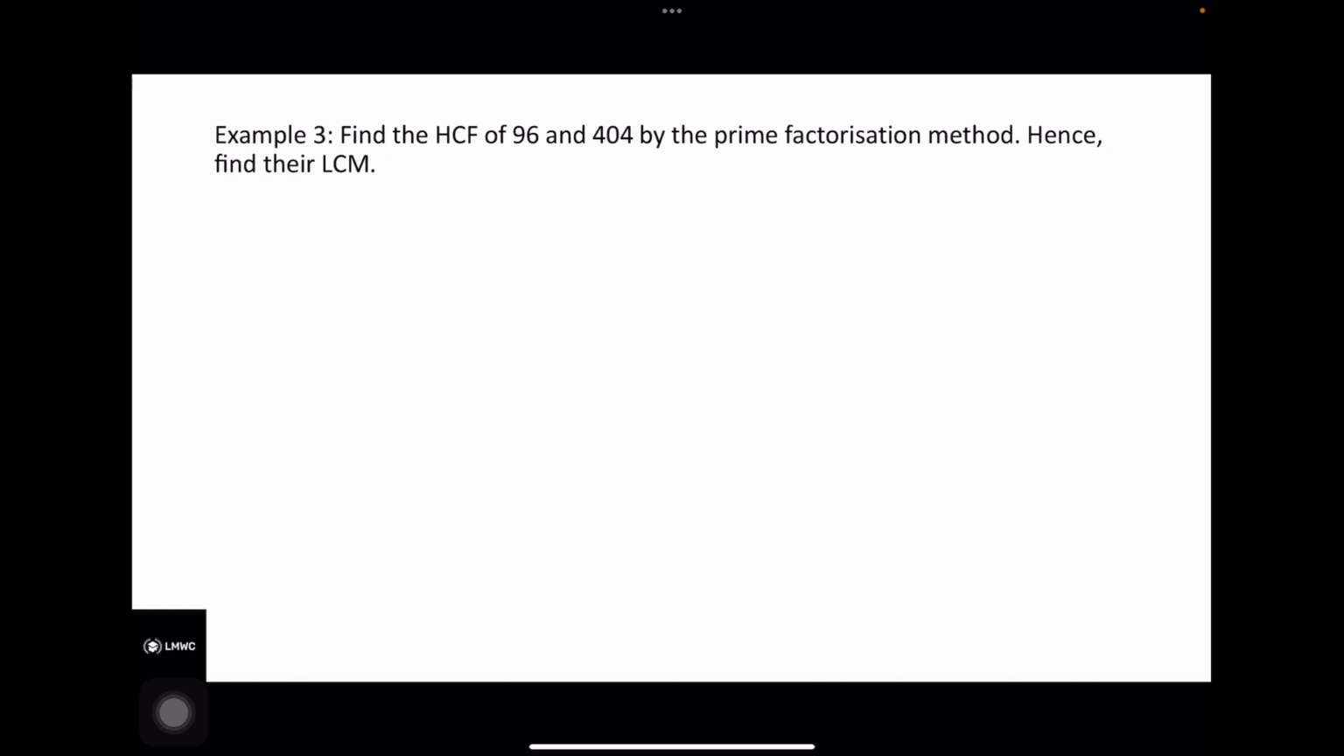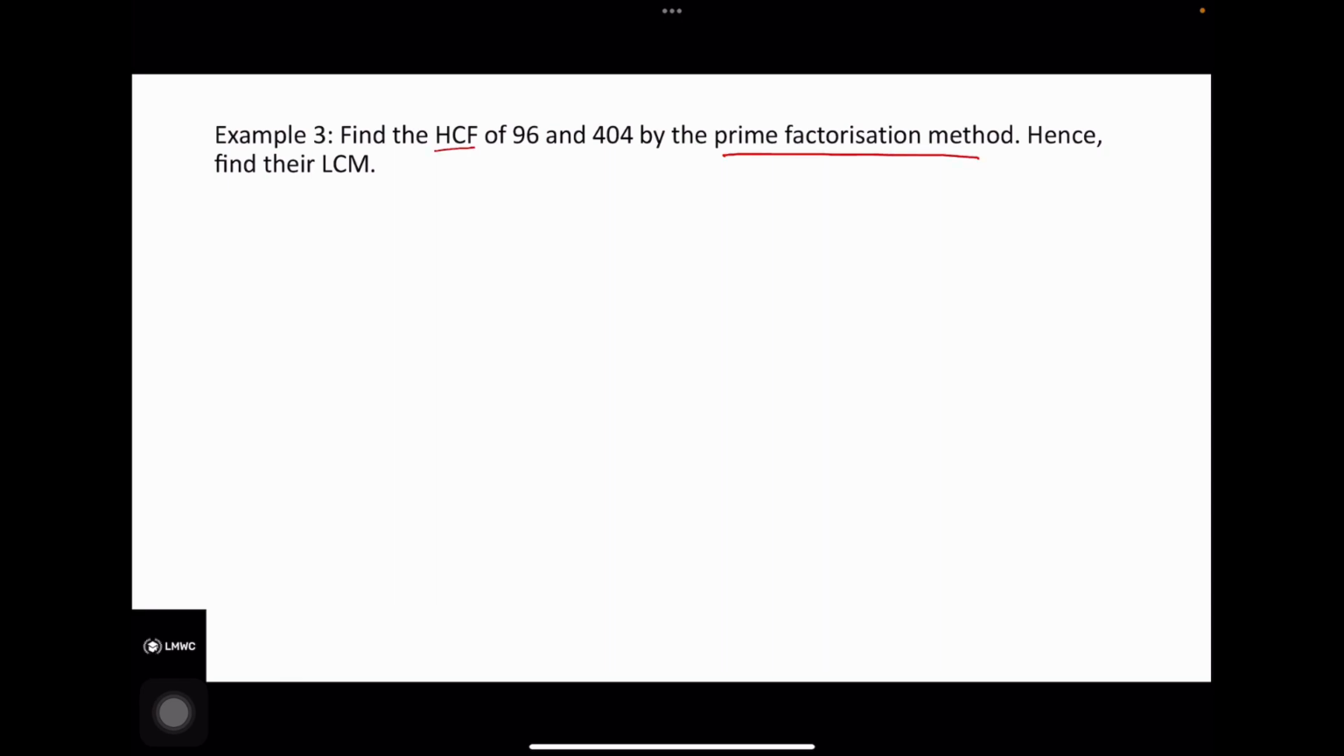Next, example number 3: find the HCF of 96 and 404 by the prime factorization method, hence find their LCM. So here it strictly says that to find the HCF, you have to use the prime factorization method.